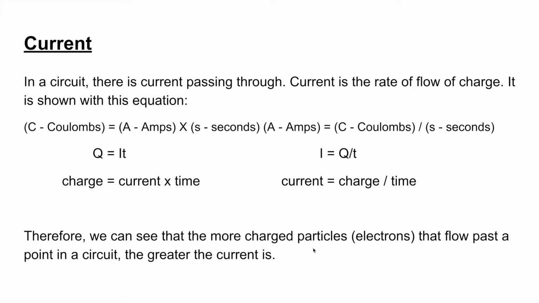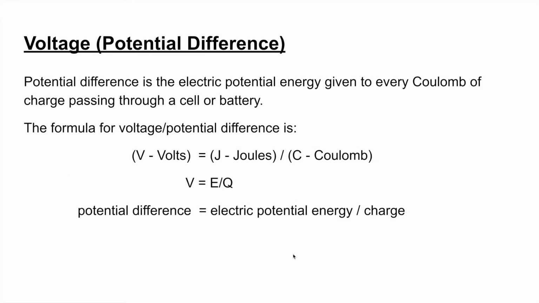Therefore, we can see that the more charged particles, electrons, that flow past a point in a circuit, the greater the current is. Next, potential difference, also known as voltage.